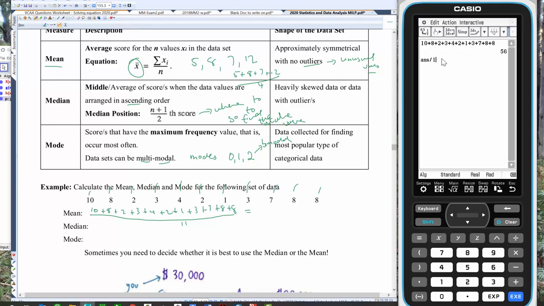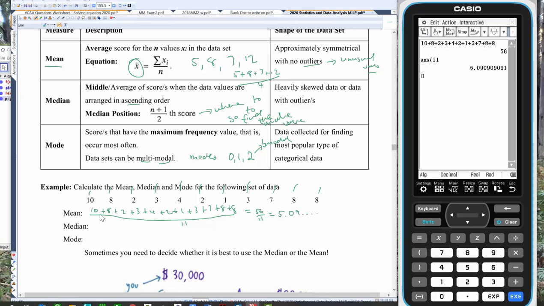And divide it by 11. 56 on 11 is our mean, and that would approximate to roughly 5.09 dot, dot, dot, because it didn't say how many decimal places. Make sure you go back and have a look at the data set and ask, does that seem appropriate? If I saw that, I would guess that roughly the mean would be 5.